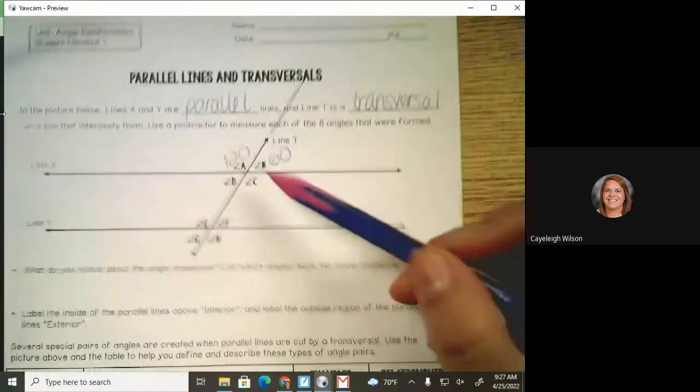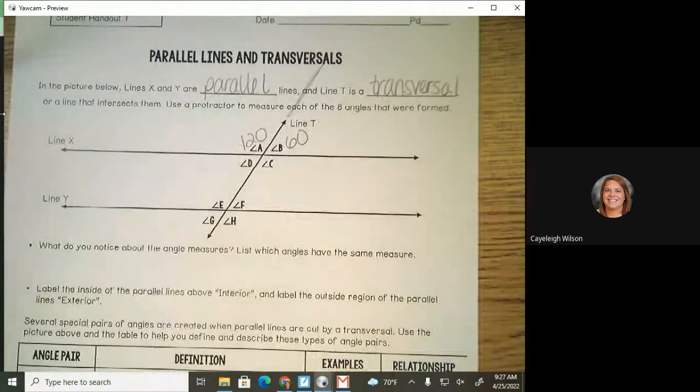All right, so I want you to take a minute and measure your other angles. Aren't they the same? Well, we'll see. I want you to practice using that protractor for a second.